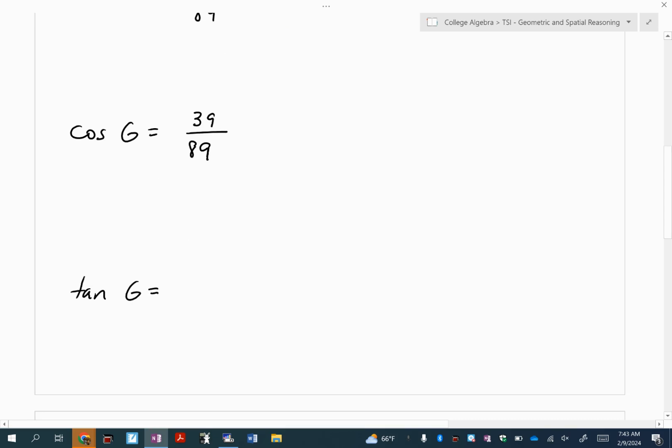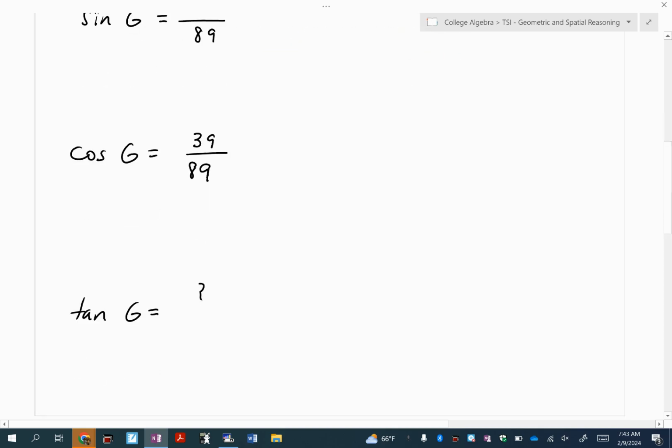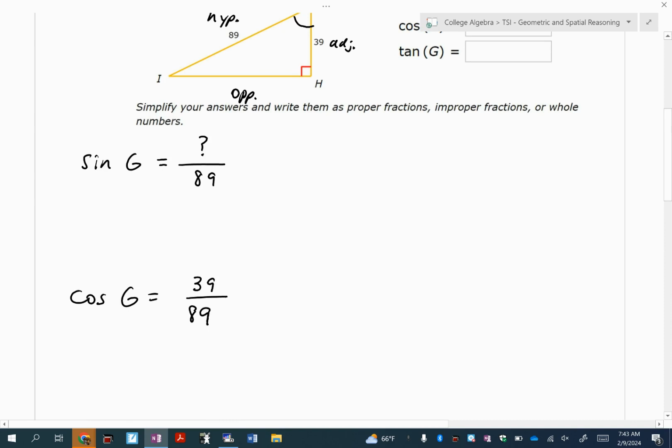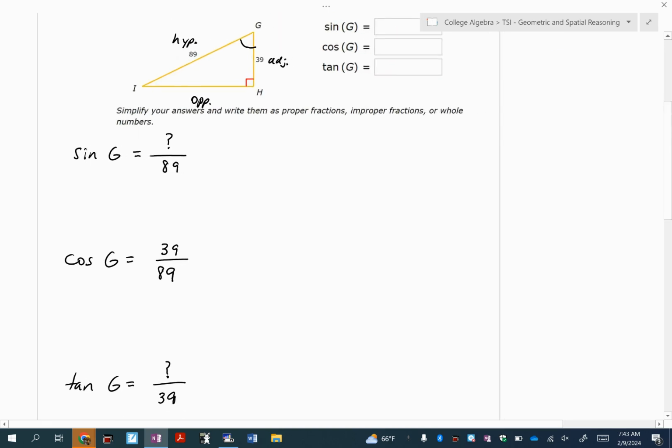is opposite over adjacent. And do I have the opposite side? I do not yet. So I have question mark over what is the adjacent side? 39, okay? So at this point, are you guys okay with the trig? So that was using the SOHCAHTOA, the trig ratios. Do you see how I have a few question marks? All right, I need to figure out what that question mark is.